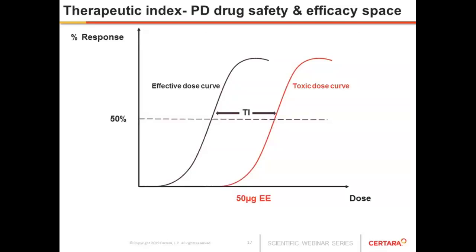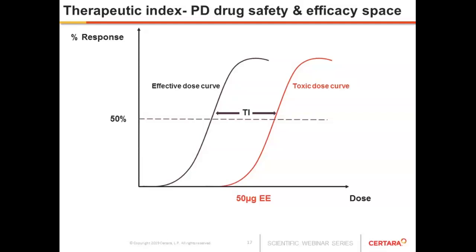Now, for every drug, the aim is to try as much as possible to have the effective dose curve and the toxic dose curve as far apart as possible. But because this information wasn't available, there wasn't any real information about what the therapeutic index of ethinylestradiol was. The only information that we had was that 50 microgram was a cutoff for the toxic dose. So beyond 50 microgram, ethinylestradiol was not recommended.